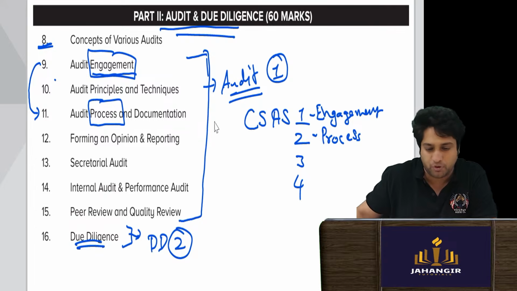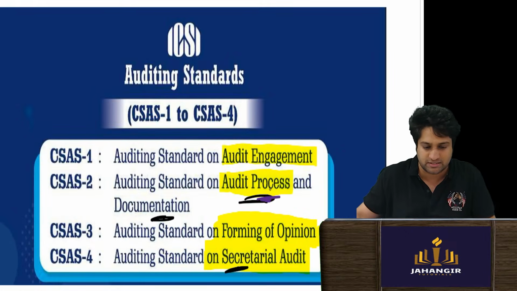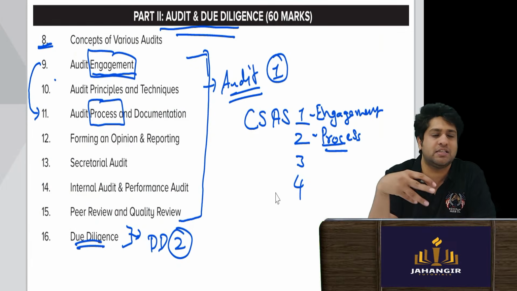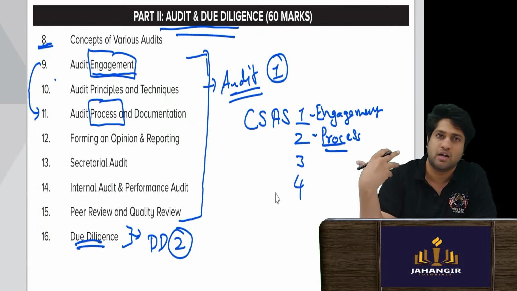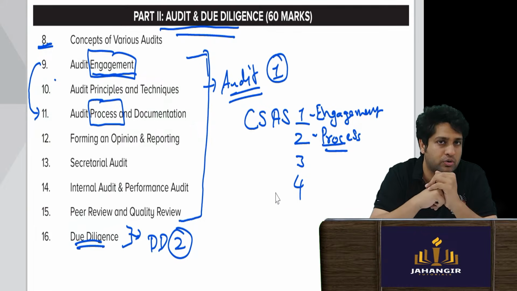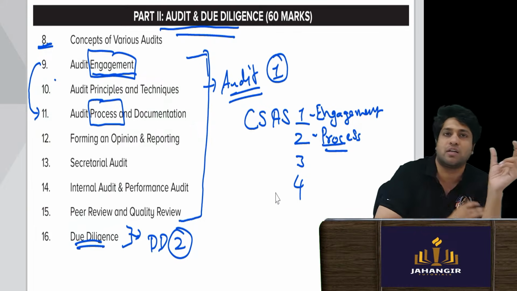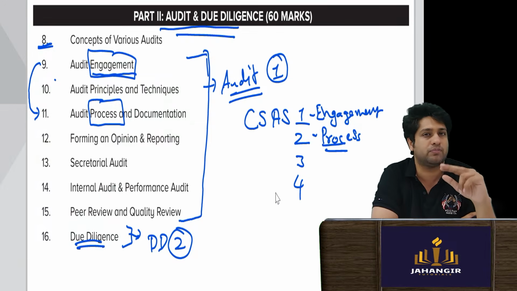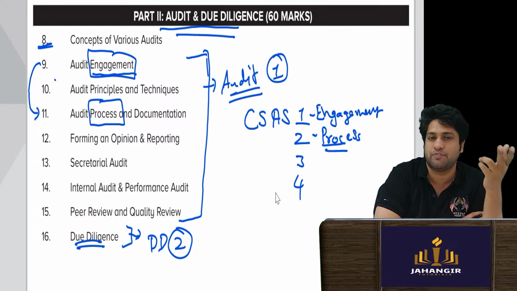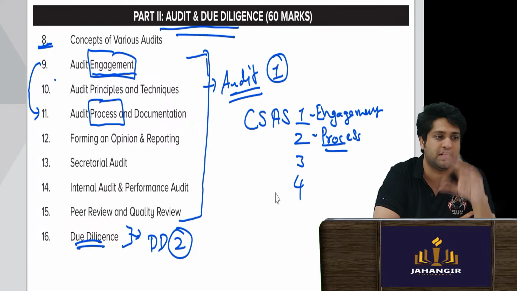The audit process is covered in your CSAS 2. What is it covered under? CSAS 2. And in that process it is written how evidence is collected, the different ways of saying whether a company has complied with the law or not. Obviously there are certain checks, certain internal audits. We will see sampling, verification, all those different methods of collection of evidence given in your CSAS 2.